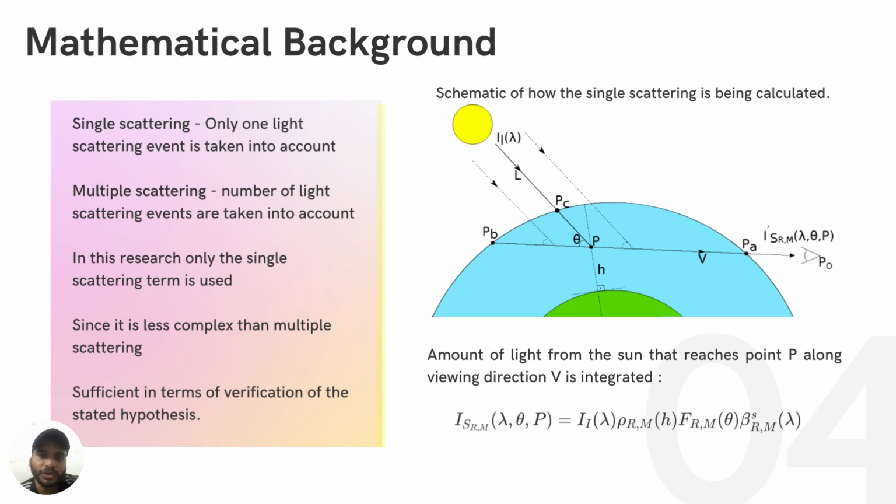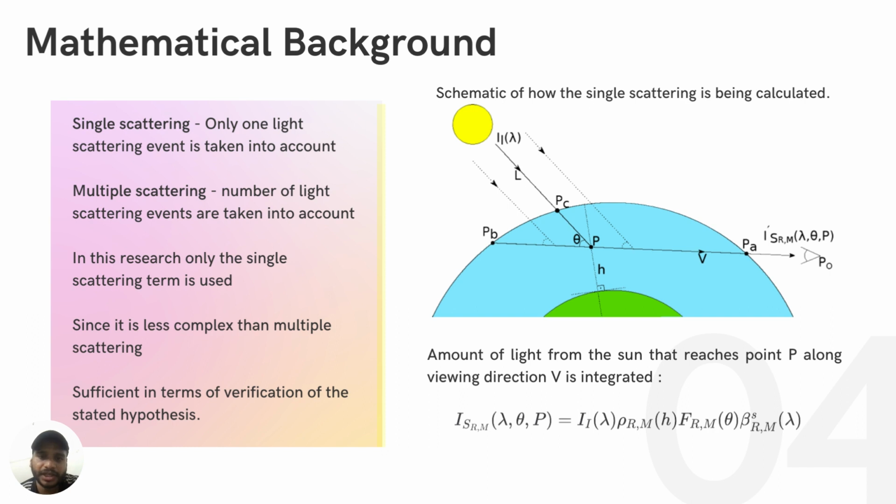We are using only the single scattering phenomenon. What is the single scattering phenomenon? Where only one light scattering event is taken into account. But for multiple scattering, we have a number of scattering events, right? This is a simple concept. And why are we taking single scattering? Because it is easy to observe and less complex than multiple scattering, and because it is sufficient for our objective, right? So this is the semantic of single scattering, how it is calculated.